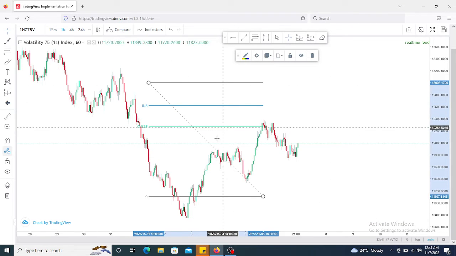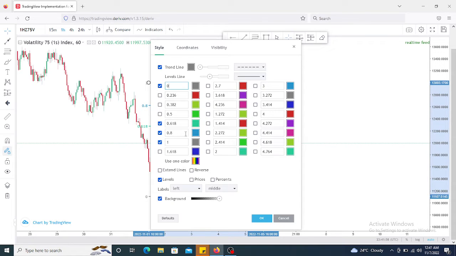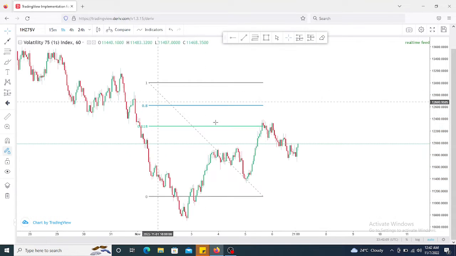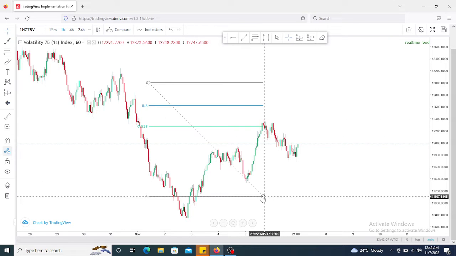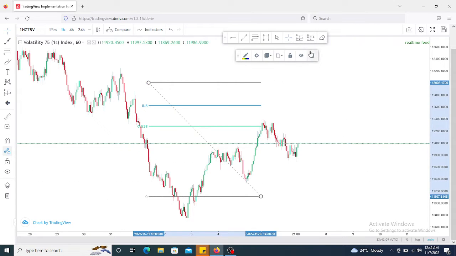So this is how your Fibonacci is actually going to look like. You'll be left with your 618 level and your 0.8 level here, which is your 80 level from the settings there. Yes, so I want to show you guys how you can use your Fibonacci.